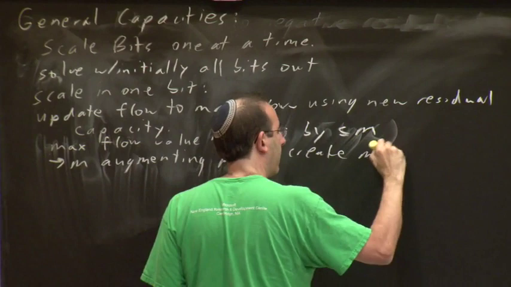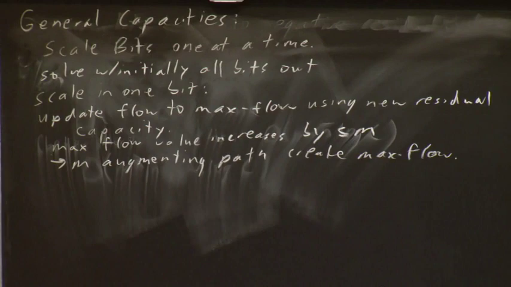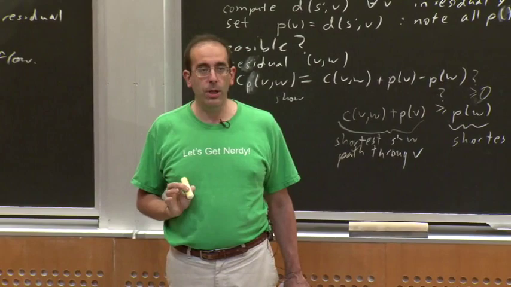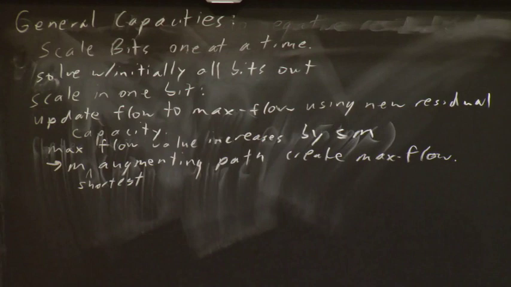But now let's think about the min cost flow thing. Okay. So we know that we can create a max flow using m augmenting paths. But we want a min cost flow, so what kind of augmenting paths should we use? Shortest augmenting paths, right? So let's just use shortest augmenting paths to consume all of the flow that we created when we brought in some new capacity. On the surface, it appears that we're done, right?